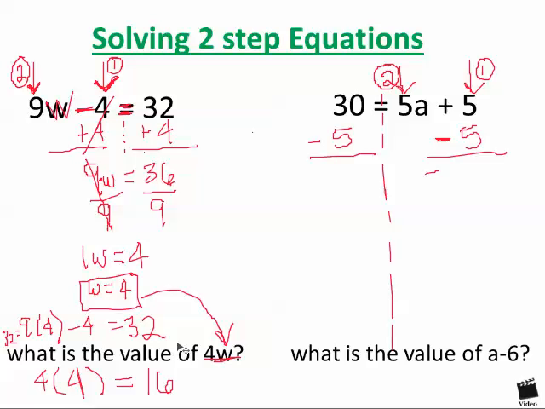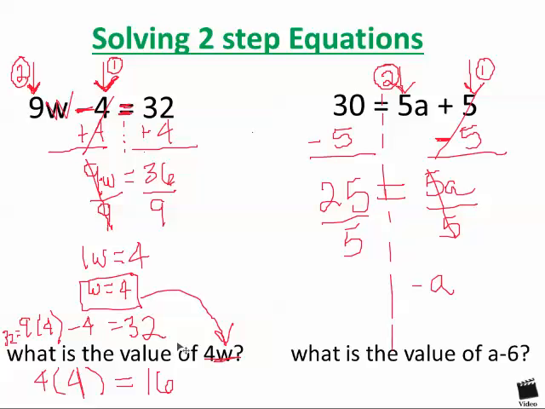So subtracting 5, I get 5A over here because positive and negative 5 go away. My equal stays right in the middle, and I look at what is 30 minus 5, and it's 25. Now I can get rid of the 5 that's in front of my A, and since it says 5 times A, I need to do the inverse of that, which is dividing by 5.